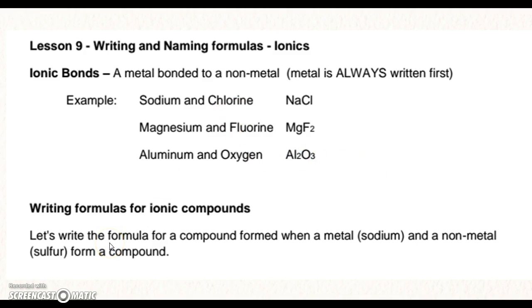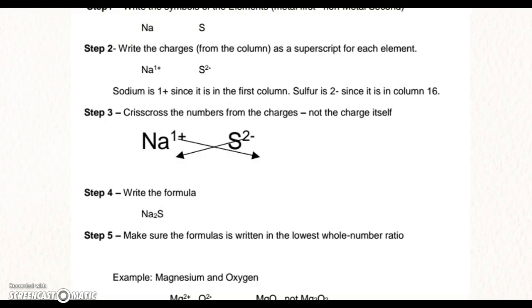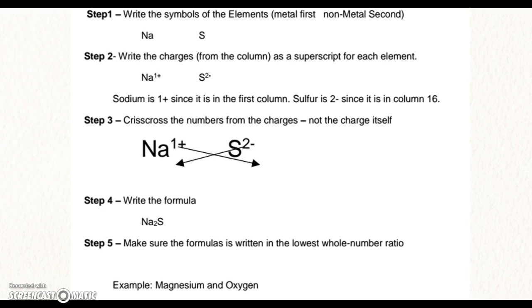So let's talk about how we write formulas for ionic compounds. We're going to write a formula for a compound formed when a metal, sodium, and a non-metal, sulfur, form a compound. The first thing you need to do is write the symbols of the elements, the metal first and the non-metal second. So we have sodium as Na, sulfur as S. Next, write the charges from the column that we talked about yesterday as a superscript for each element. So Na plus 1, S minus 2. Sodium is plus 1 since it's in the first column, sulfur is minus 2 since it's in column 16, which is 2 away from the noble gases.